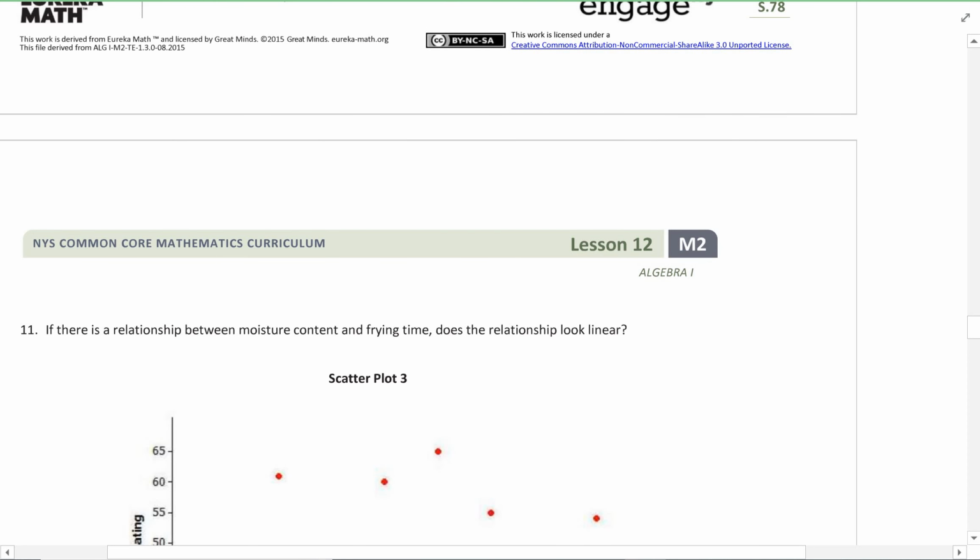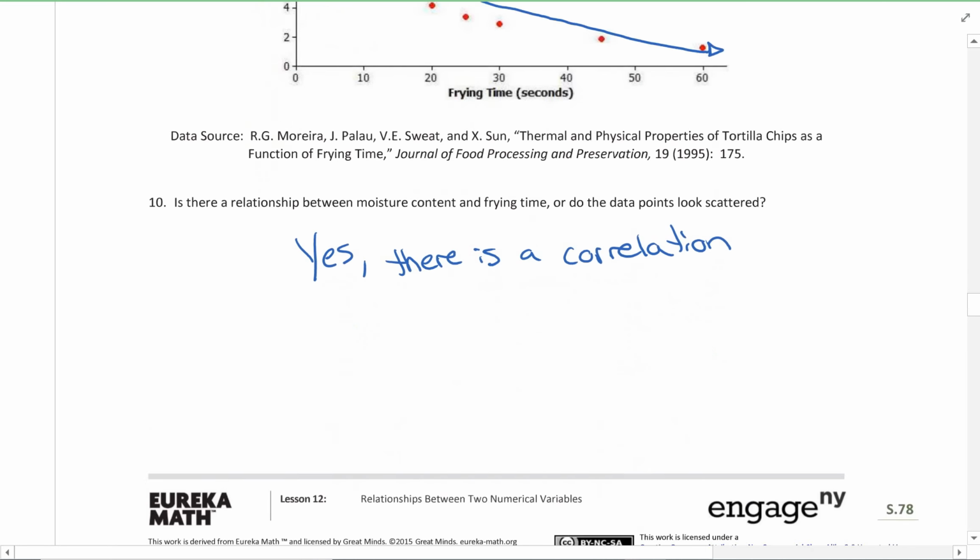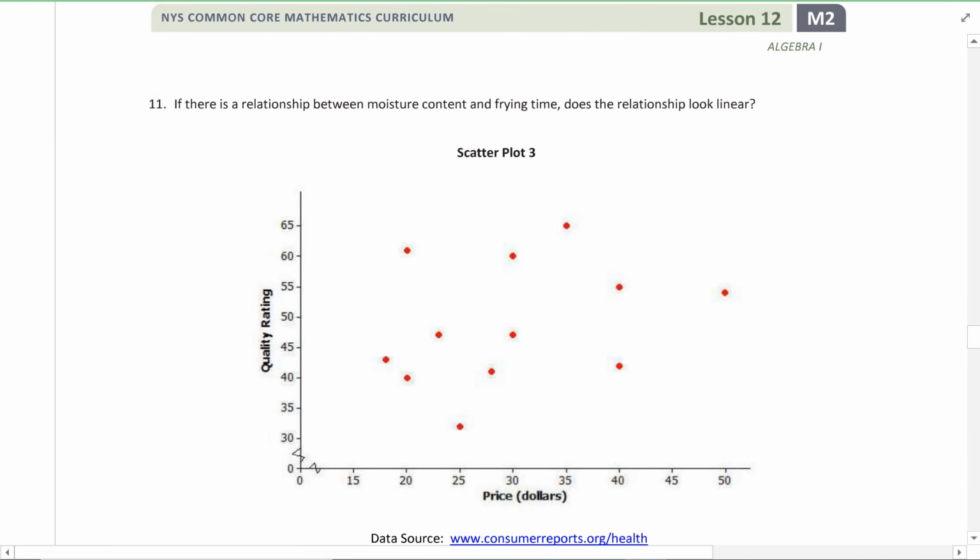Now, 11. If there is a relationship between moisture content and frying time, does the relationship look linear? Again, it's clearly going down, but notice, if I try to draw a line down, that doesn't really follow the pattern. If anything, this is the pattern that we have. That is not a linear relationship. This is actually an exponential relationship, and that's something we're going to talk about in second semester.